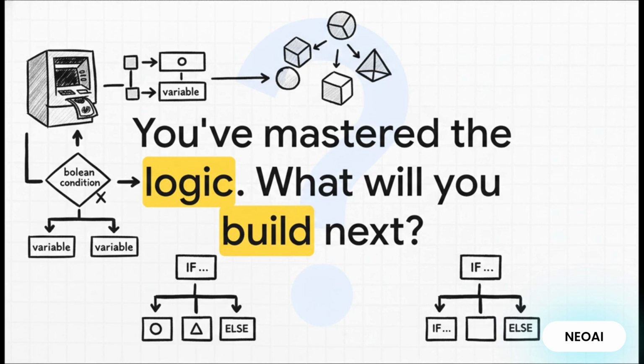So there you have it, the simple, elegant, and really powerful logic that makes an ATM work. You've seen how these basic building blocks, variables, booleans, and nested if statements all come together to create a decision-making process. This right here is the foundation, and it really just leaves us with one exciting question. What will you build with it?